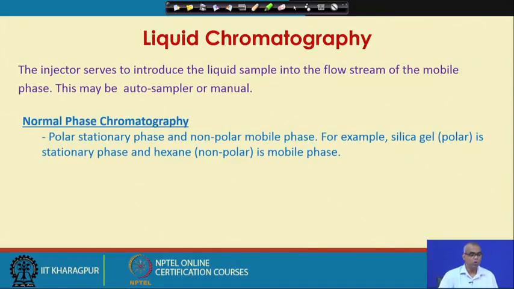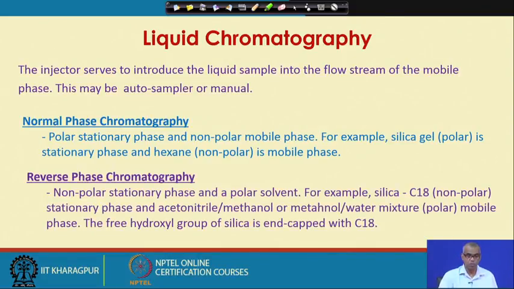There are two important terminologies. One is normal phase chromatography, the other is reverse phase chromatography. In case of normal phase chromatography, polar stationary phase and non-polar mobile phase are used. So, normal phase chromatography means you have a polar stationary phase and non-polar mobile phase. For example, silica gel, which is polar, is the stationary phase, and hexane, which is non-polar, is the mobile phase.